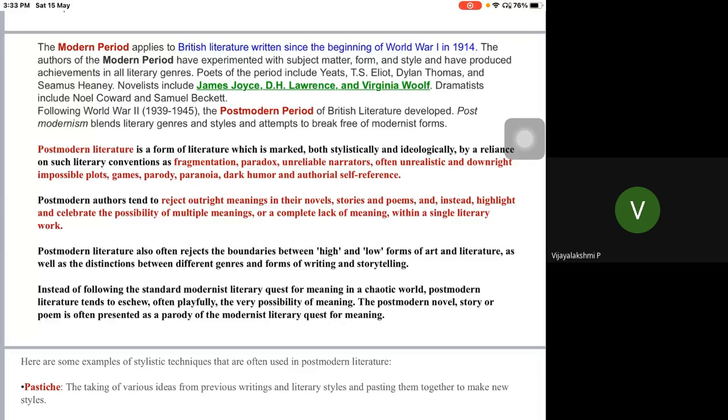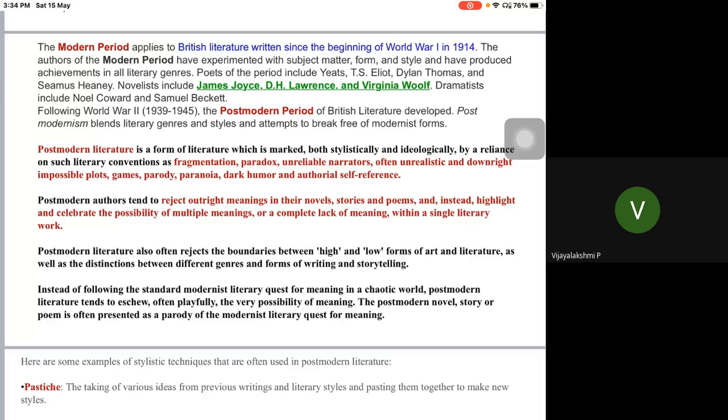And novelists of this period include James Joyce, D.H. Lawrence, and Virginia Woolf. James Joyce we have already studied, right? Now, dramatists of this period included writers like Noel Coward and Samuel Beckett. Samuel Beckett wrote the play about the Shrine of Canterbury, and what led to the sanctity of the Shrine of Canterbury. I hope you know the story.